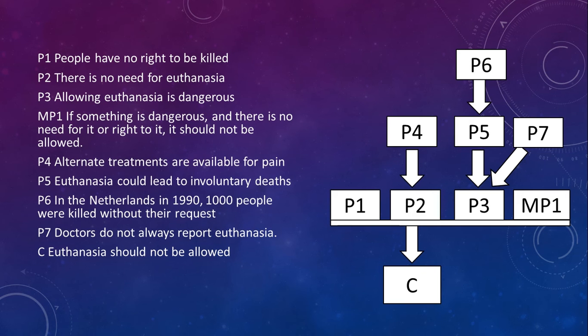Similarly, P5, 6, and 7: it could lead to involuntary deaths. And evidence for that was, in the Netherlands in 1990, 1,000 people were killed without their request. So I take it that that's supposed to be evidence for it could lead to involuntary deaths, which is evidence for it's dangerous. And alternately, P7, doctors don't always report it, which I take it as another bit of evidence that it could be dangerous. That inference I'm not quite that sure about. Maybe you need a missing premise there, like things that go unreported tend to be more dangerous or something like that. But that's how I would break it down.